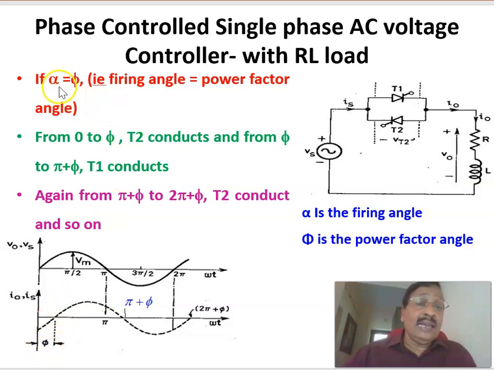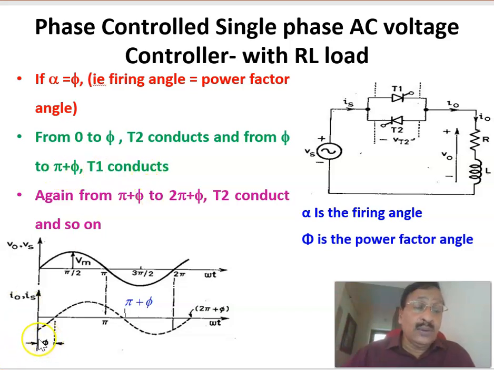Now, with the firing angle and the power factor angle, three cases come: when the firing angle is equal to, less than, or more than the power factor angle. In the first case, we consider that the firing angle is the same as the power factor angle. In that case, from 0 to alpha, T2 conducts, and from alpha to pi plus alpha, T1 will be conducting.